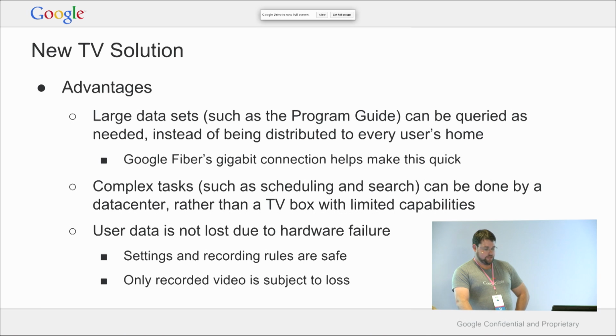Also, the complex tasks, such as scheduling and search, can be done by a data center, as opposed to a TV box with limited capabilities. And again, user data is not lost if a box breaks. The settings and the recording rules are safe. The recorded video is lost, but as soon as you get the new box, it'll start recording all your stuff again.